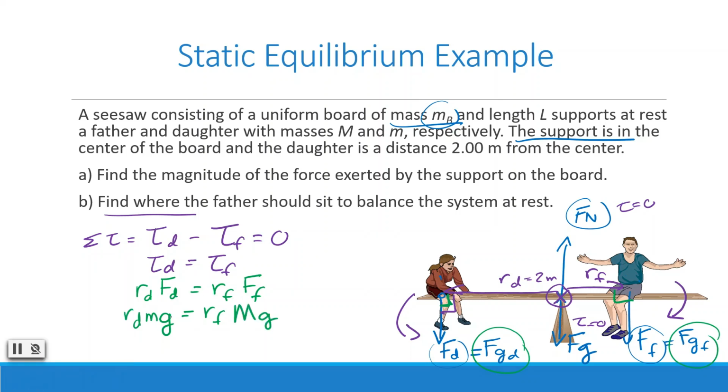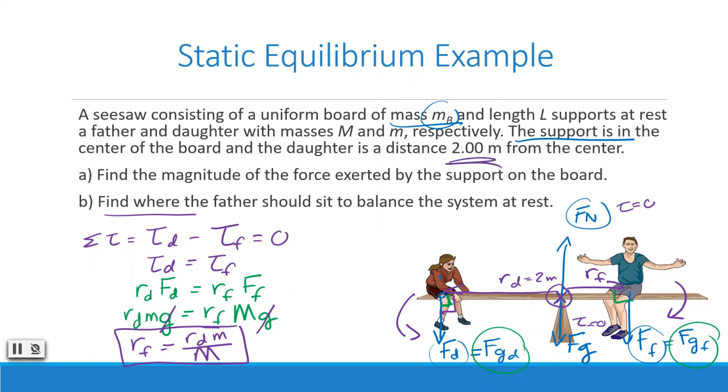So the first thing I noticed is that the g actually does cancel out here. And then if I'm looking for R for the father, it is going to be R for the daughter times mass of the daughter divided by the big mass of the father. So R for the daughter we know.